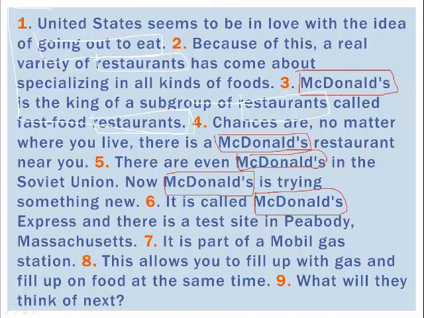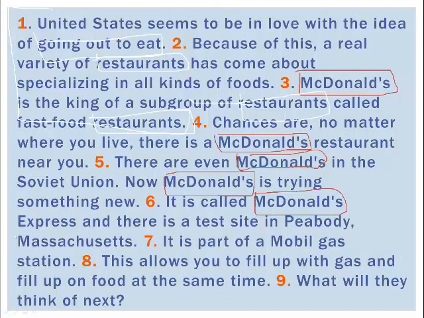So how about "McDonald's is the king of a subgroup of restaurants called fast food restaurants"? So they're saying McDonald's is the king. They're making a proclamation. Does the writer prove that? They say McDonald's is everywhere. So that's our first thing. There's a McDonald's everywhere. Number 4.